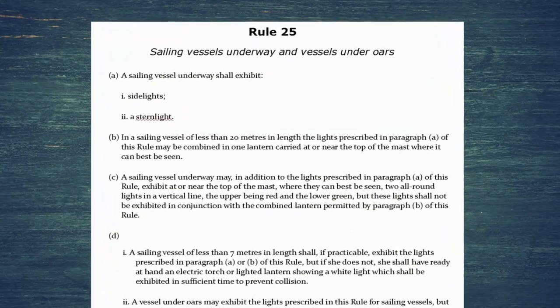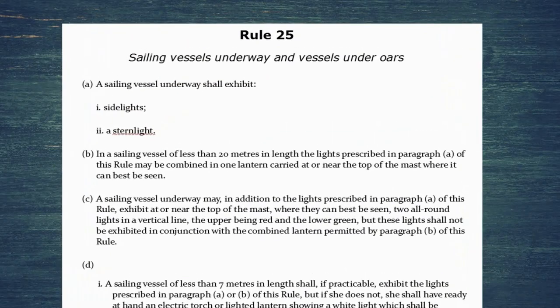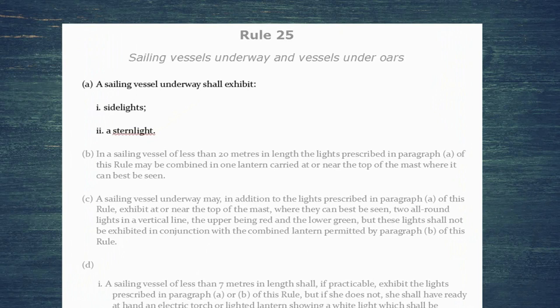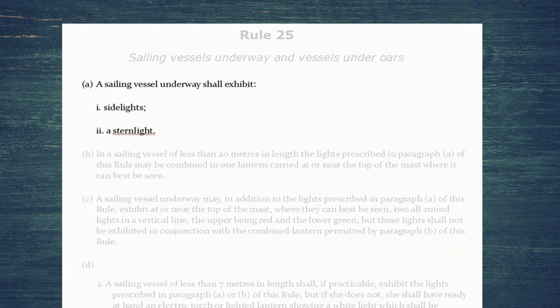Today we're going to be looking at Rule 25, Sailing Vessels Underway and Vessels Under Oars. Go straight into the first paragraph, which says sailing vessels underway shall exhibit sidelights and a sternlight. You notice there's no masthead light here for sailing vessels. Let's take a look at a diagram and see what that looks like.